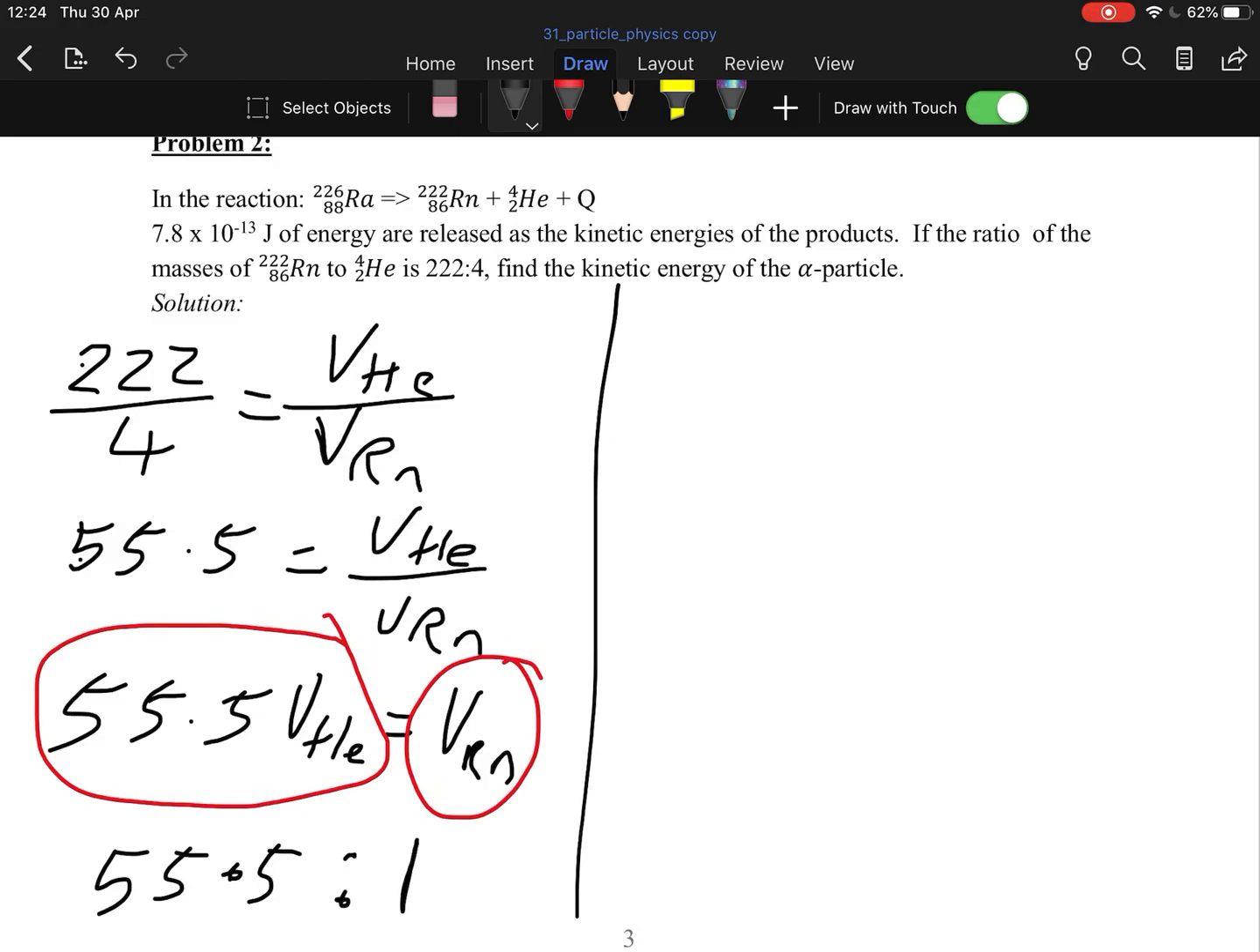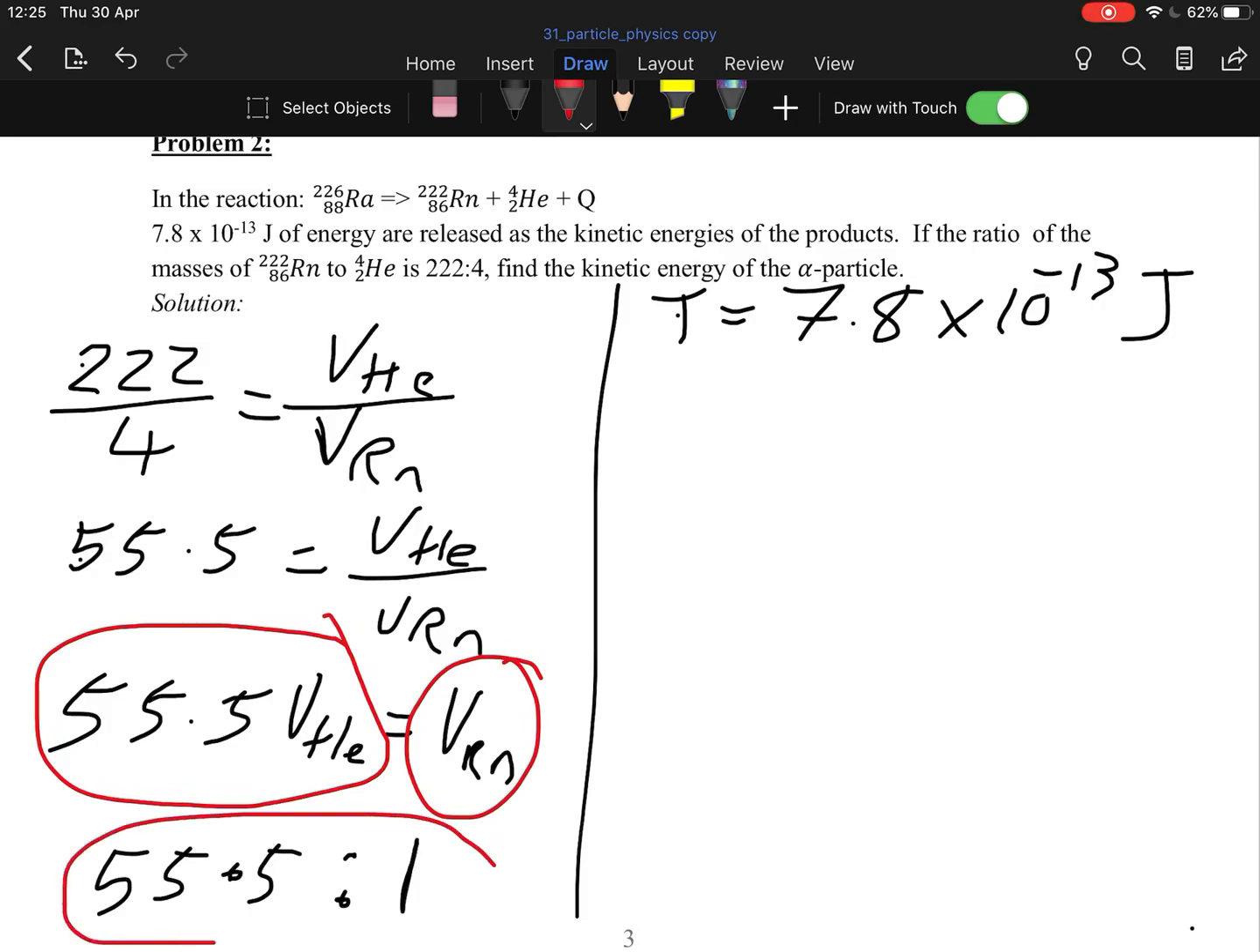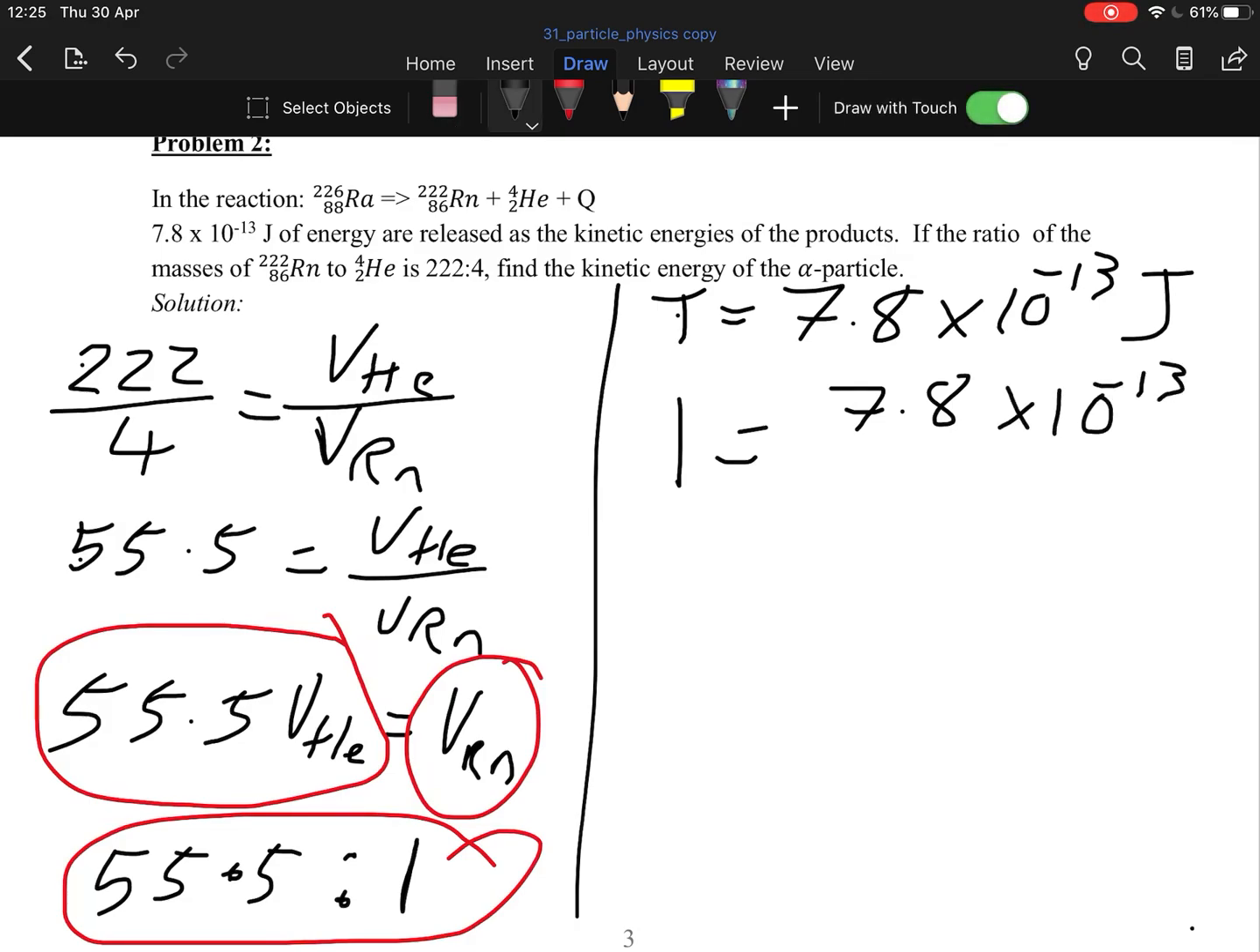Okay, so we were told the total energy. So the total energy is 7.8 by 10 to the minus 13 joules. So there are 56 parts. Why are there 56? Because the ratio is 55.5 to 1, which means it has to be divided into 56.5 parts. So 1 part equals 7.8 by 10 to the minus 13 divided by 56.5.